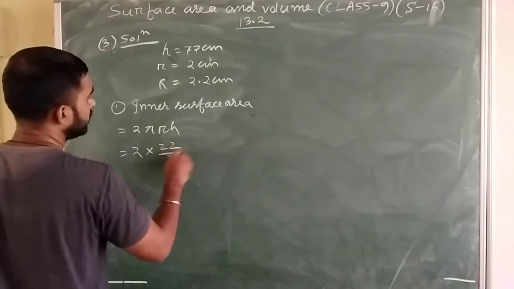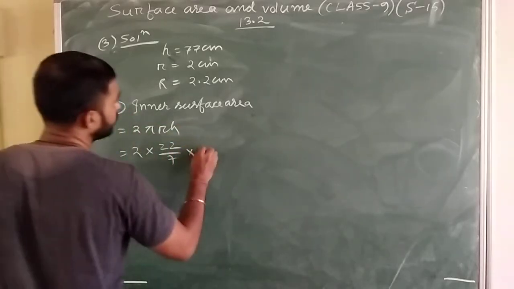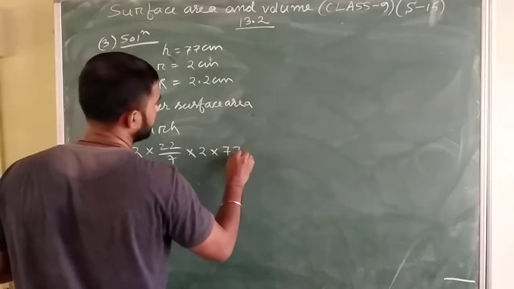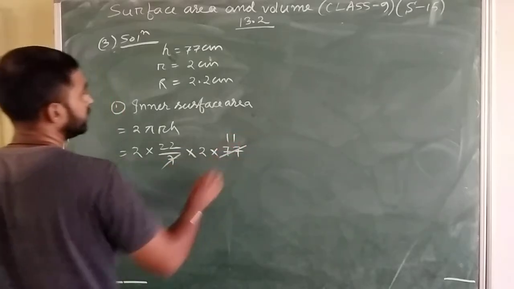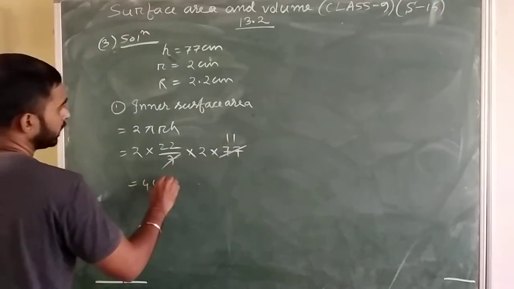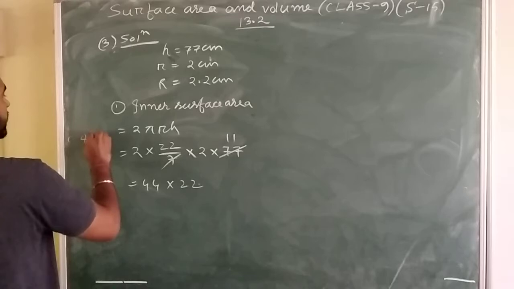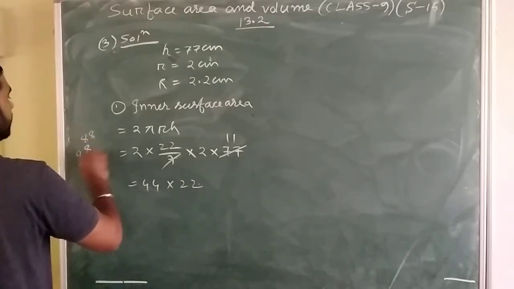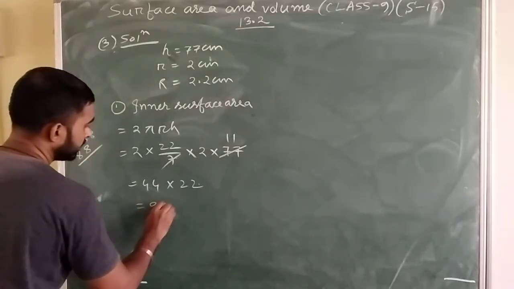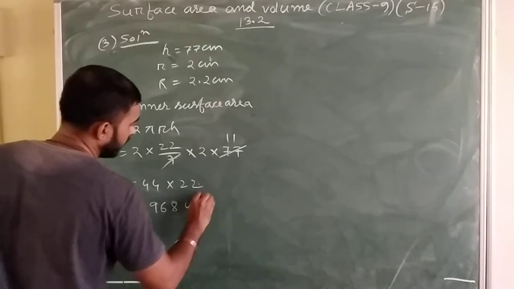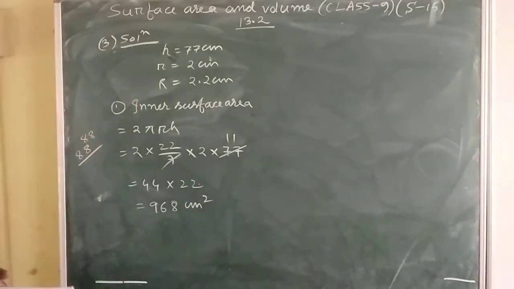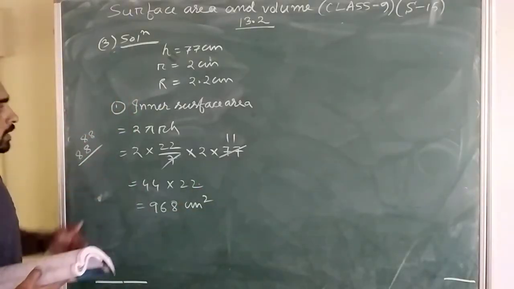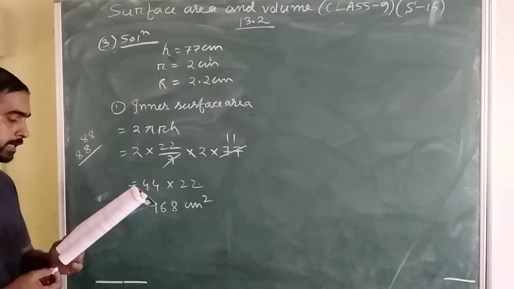22 by 7 into r. What is r? r is 2 and h is 77. It is 11, so 44 into 22, that is 88, then 968. 968 square centimeter is the inner surface area of the cylinder.